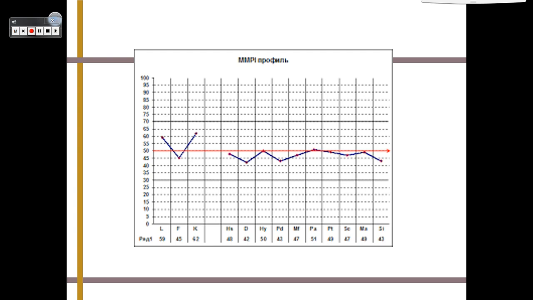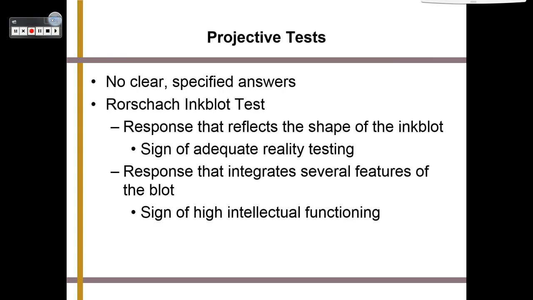So that is why the validity scales are so important, and it is how we can tell if you're lying on a personality test. There is another type of personality test that we can't tell that you're lying in, and that's because there are no clear specified answers. This is a projective test. What we will do is show you an image, and we will ask you to tell us the first thing that comes to your mind. That is a projective test.